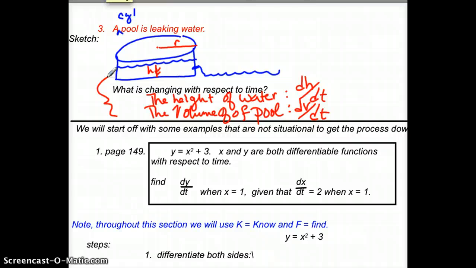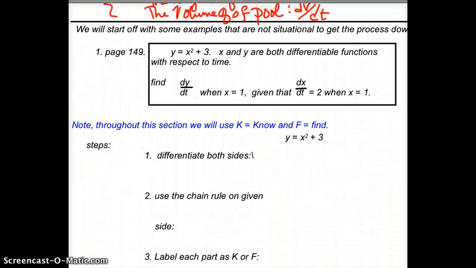So here we've got rates of change in real world context. Now before we can start applying these, we're going to start off today just with generic ones. We're going to apply it to the basic x y situation so you can get the process down, and then we'll move into word problems in a little bit. So what I have here is number 1 on page 149. I've got example number 1, y equals x squared plus 3.